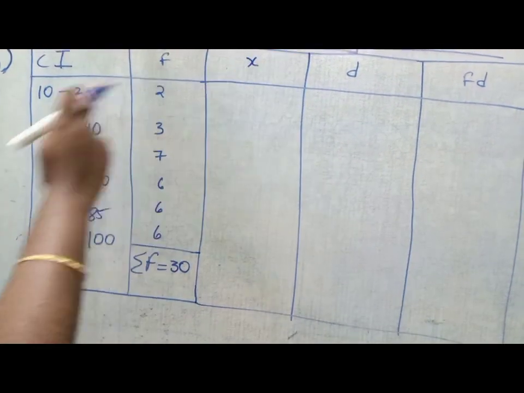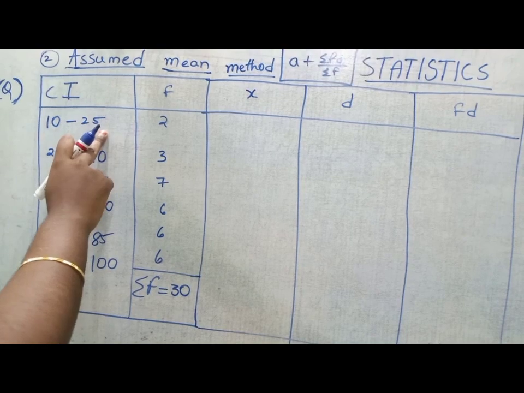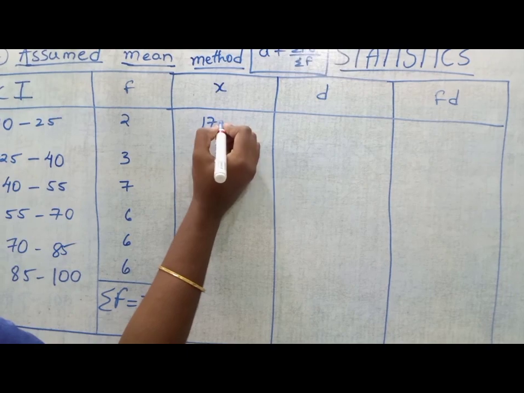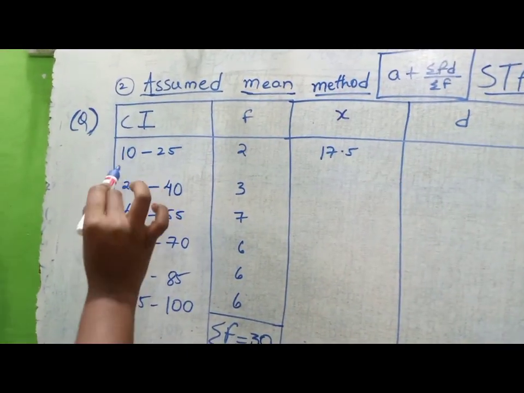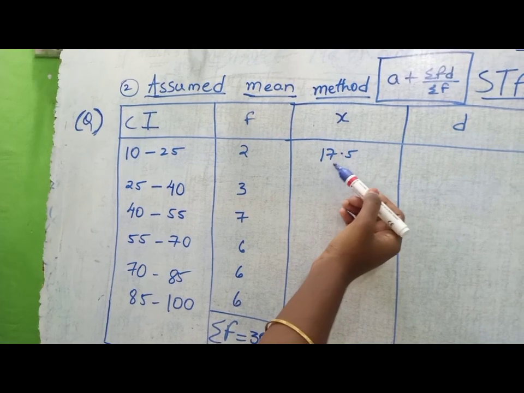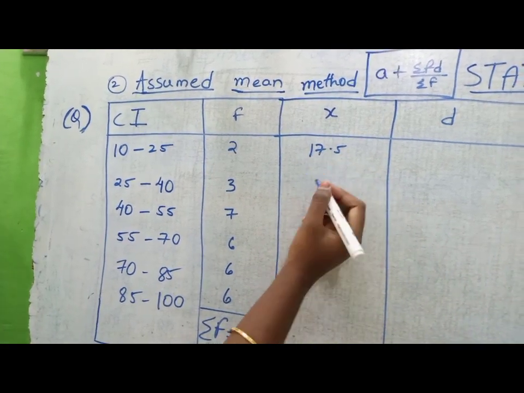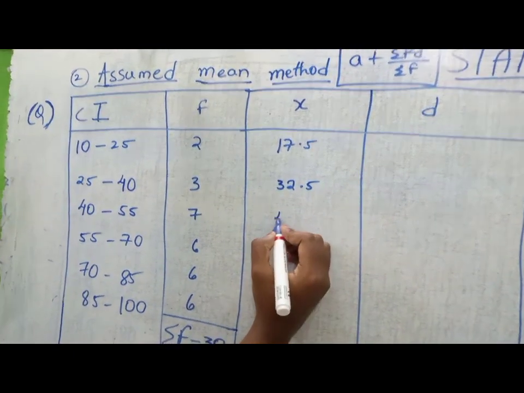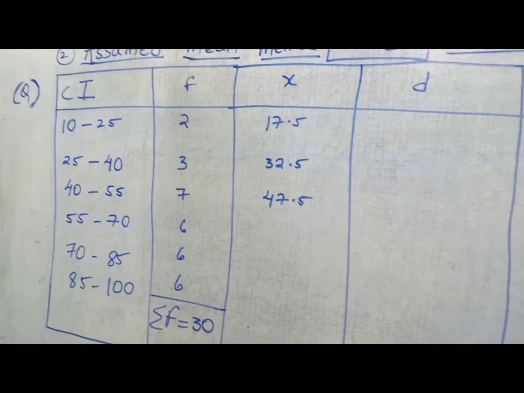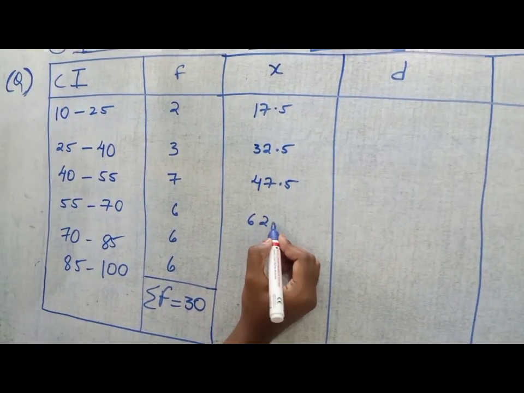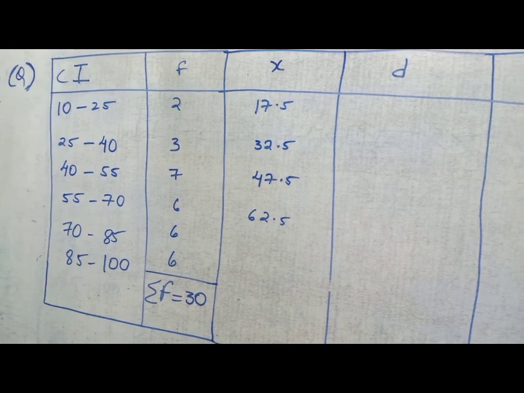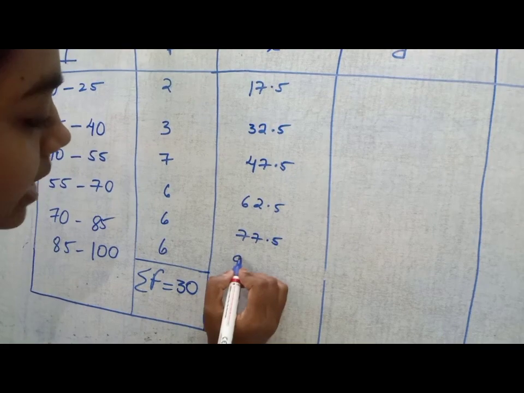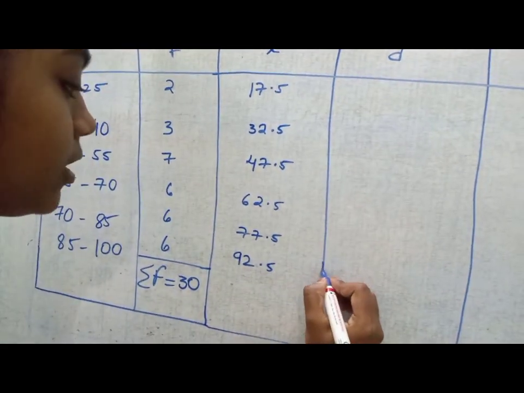Now to find x we have to add the class intervals and divide it by 2. 10 plus 25 is 35. By 2 is 17.5. Now here the height is 15. So we should add 15 to each of the number. 17.5 plus 15 is 32.5. Plus 15 is 47.5. 47.5 plus 15 is 62.5. 62.5 plus 15 is 77.5. 77.5 plus 15 is 92.5. Now we know the x values.